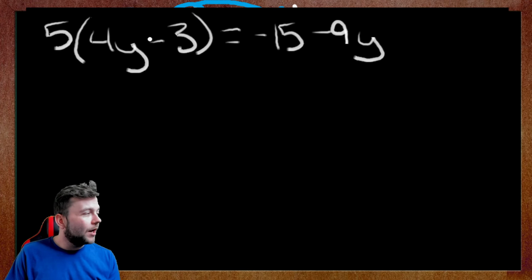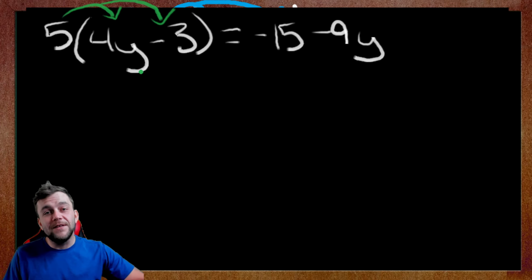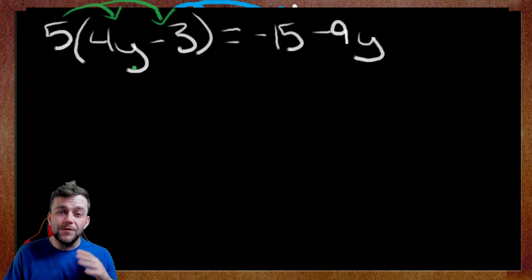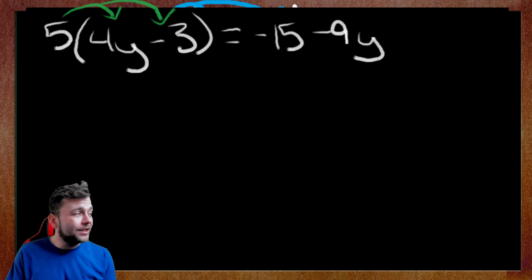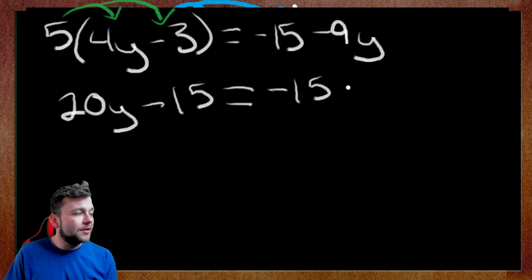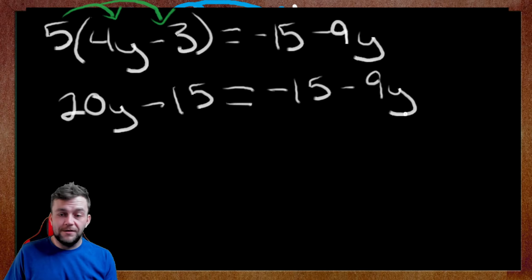So, now, just like our other problems, how do we handle our parentheses? We distribute through our parentheses. So the 5 is now the popular one. It's going to go hang out with your 4y and your 3. So it's 5 times 4y, and that equals 20y minus, so 5 times 3, that is 15, equals negative 15 minus 9y. All right?